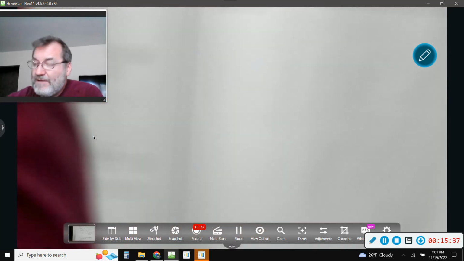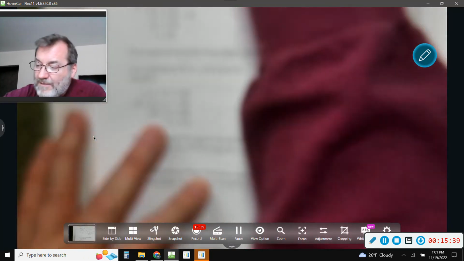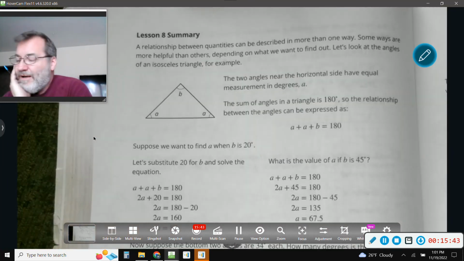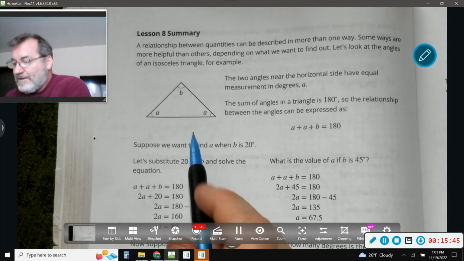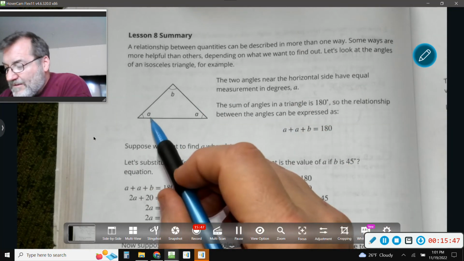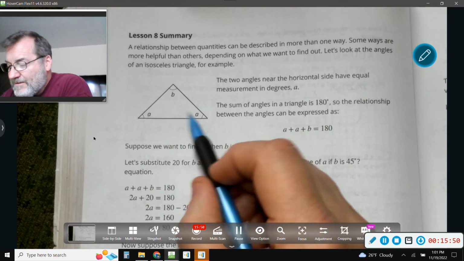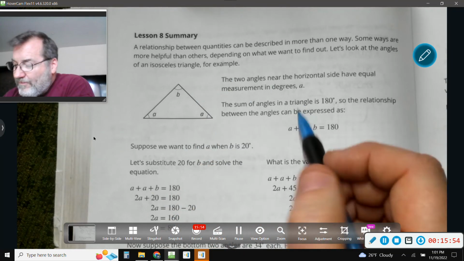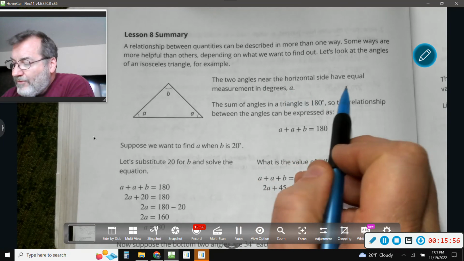And chapter 8, lesson 8 summary. A little bit of geometry to go through. So you're starting out here. You have what's known as an isosceles triangle. So since this and this are the same angles, you can figure out a lot of information around here. Realize that the two angles near the horizontal have equal measurements.